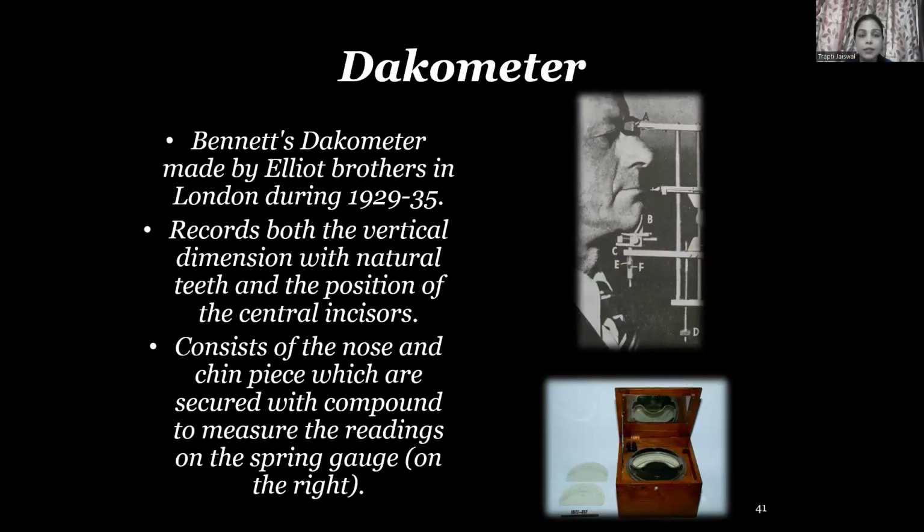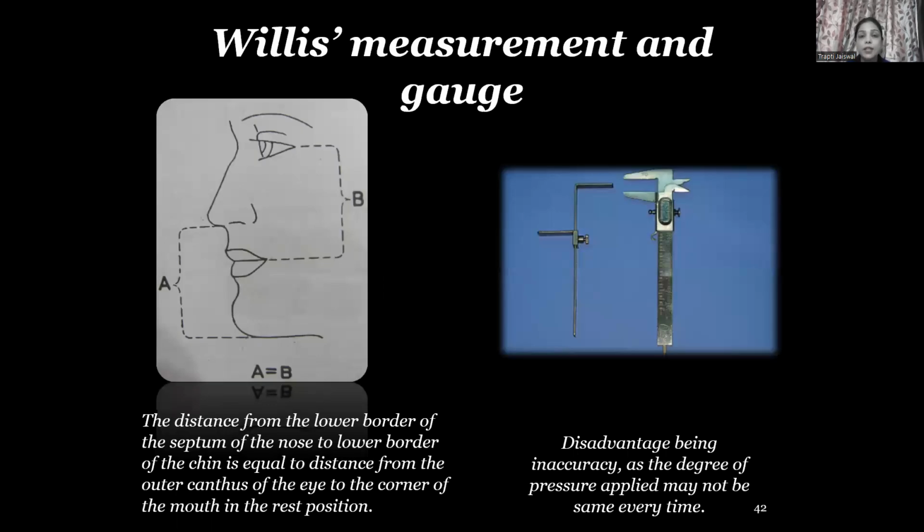Another method is a dacometer. Bennett's dacometer, made by Elliott Brothers in London during 1929 to 35, records both the vertical dimension with natural teeth and the position of the central incisors. It consists of a nose piece and a chin piece, which are secured with compound, as you can see, and they help us measure the readings on the spring gauge. Willis gauge can also be used.